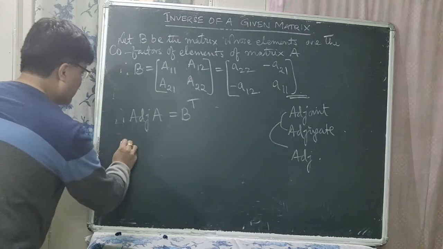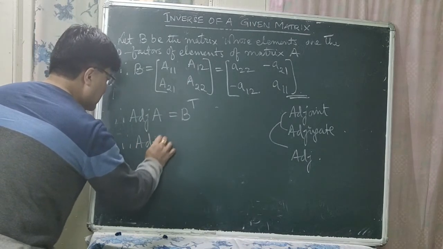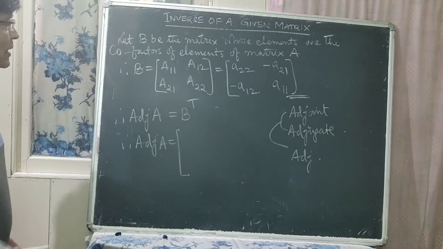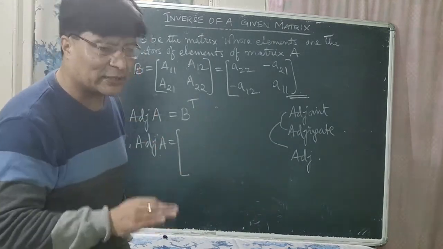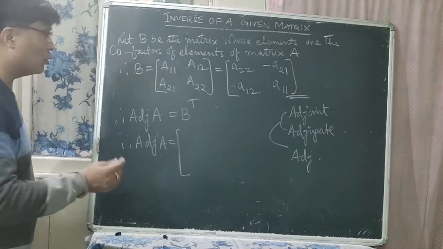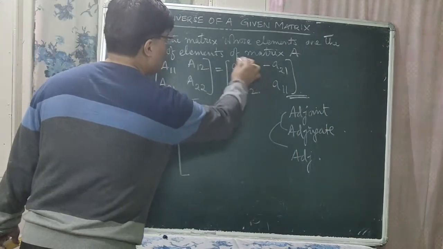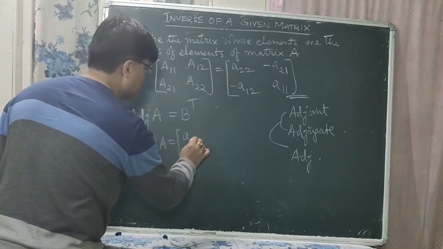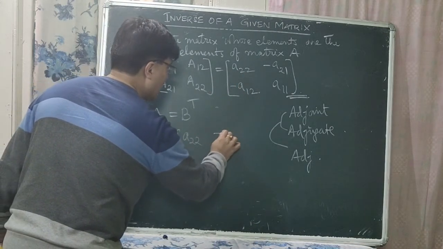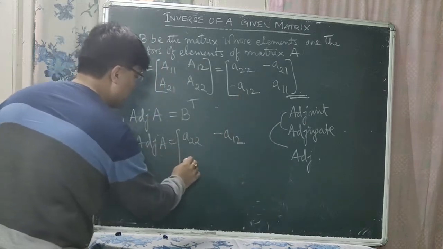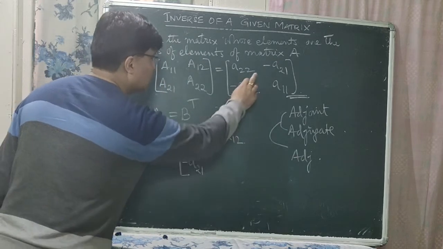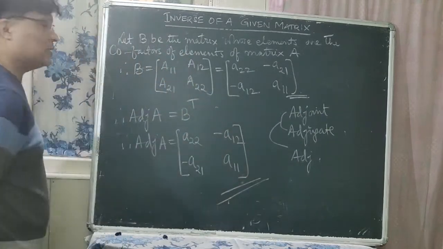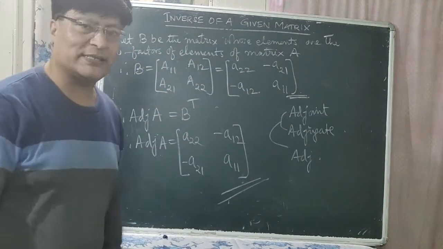So what do we get now? Therefore ADJ A is equal to, what is the transpose of B out here? So in the matrix B, you have to change rows into columns and columns into rows. That means this first column becomes the first row out here. That is A22, minus A12, and then next one is minus A21, and this is A11. This is the adjoint of the matrix A.